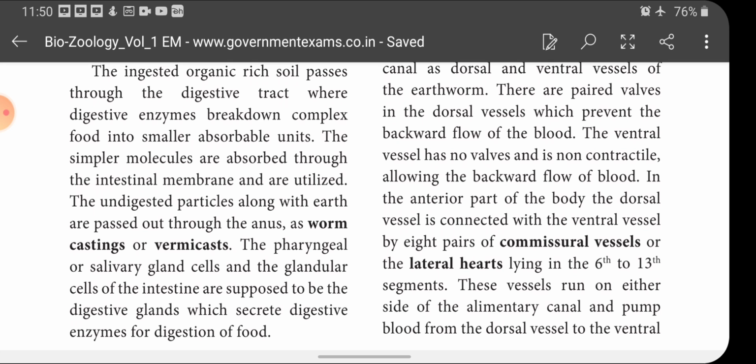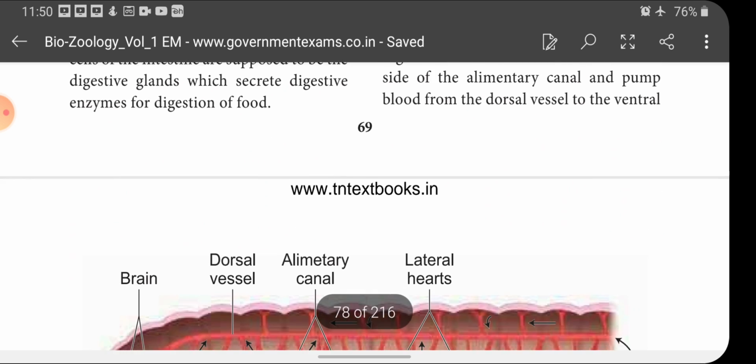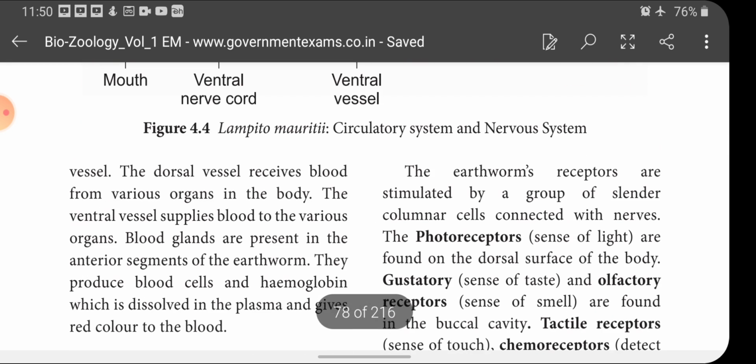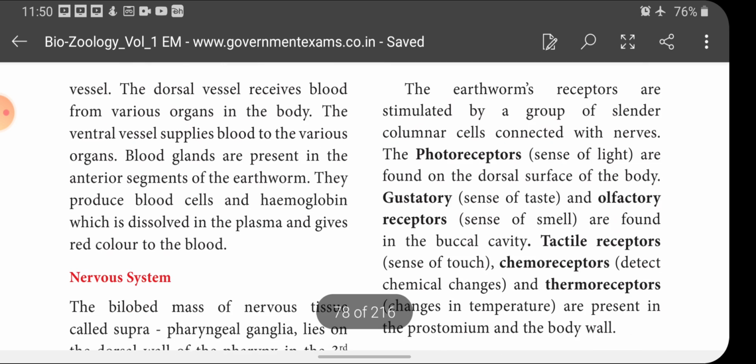Okay, so the lateral hearts are 8 pairs, which are present in the anterior region of the earthworm only, from the 6th segment to the 13th segment. These vessels run on either side of the alimentary canal and pump blood from the dorsal vessel to the ventral vessel. The dorsal vessel receives blood from various organs, and the ventral vessel supplies blood to the various organs. Blood glands present in the anterior segments of the earthworm produce blood cells and hemoglobin, which is dissolved in the plasma and gives red color to the blood.